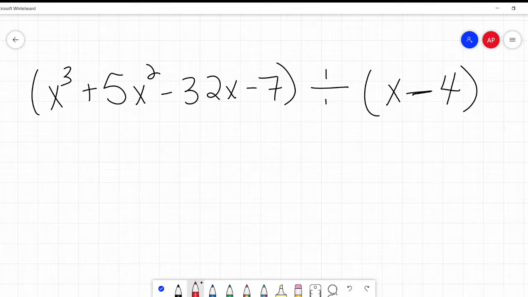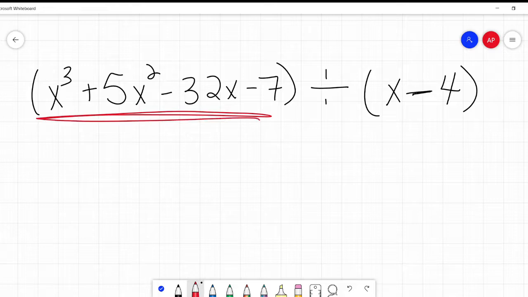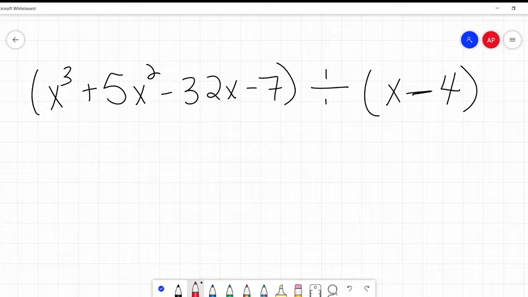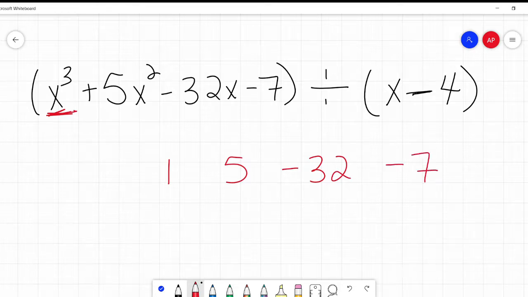First things first, you're going to look at what you're dividing into and ask, what are the coefficients? Now remember, if it's just an x cubed and there's no number in front of it, it's the invisible 1, because we only have one x cubed. So what are my coefficients? I have a 1 in front of the x cubed, a 5 in front of the x squared, a negative 32 in front of the x, and then a negative 7 all by itself.